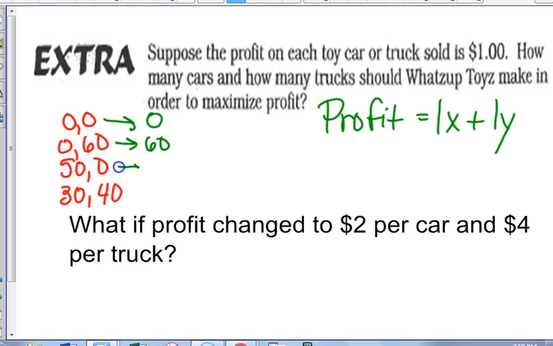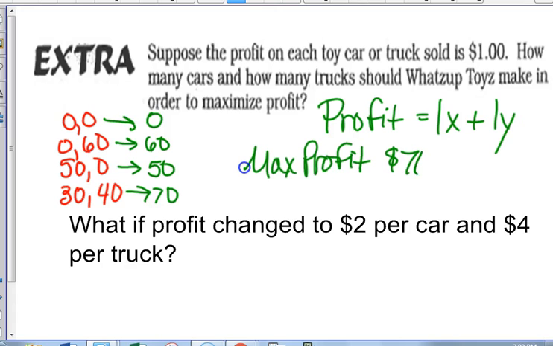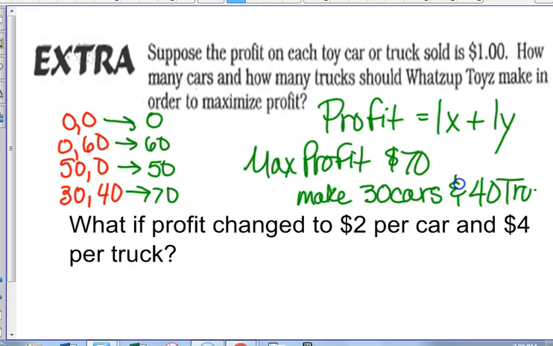What about this one? 60, 50, and 70, because they're all just x plus y, right? For that particular one, our maximum profit would be how much? $70 if we make what? Everybody all right with where she got that? 30 cars and 40 trucks.